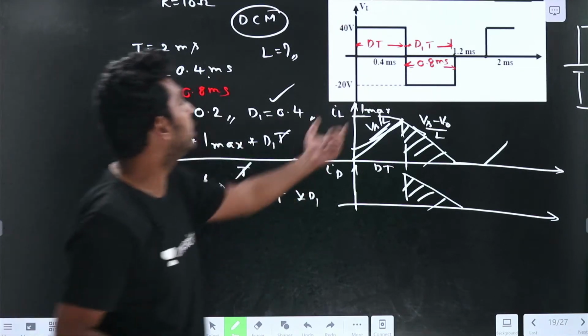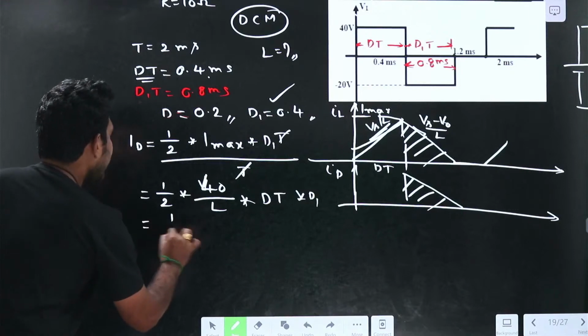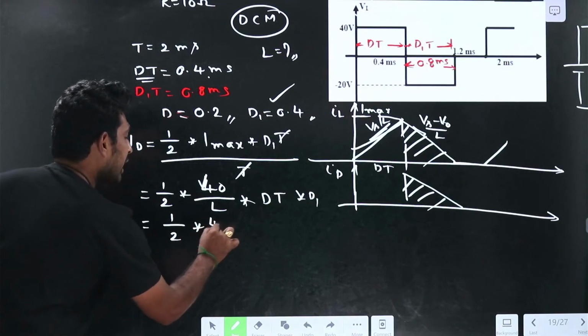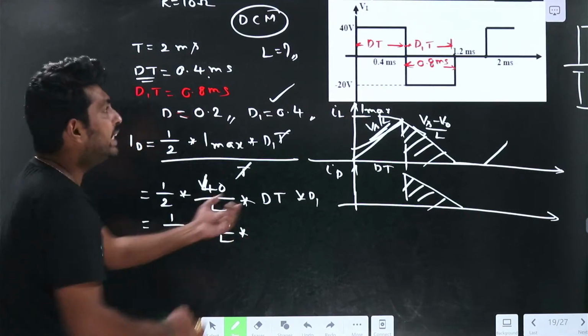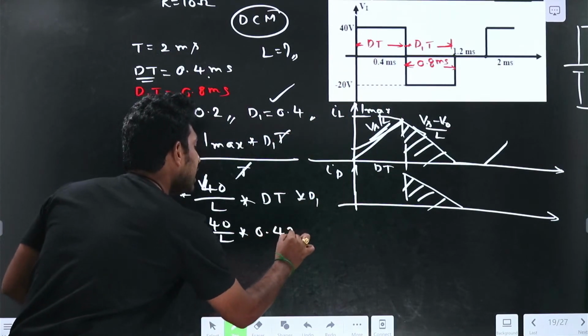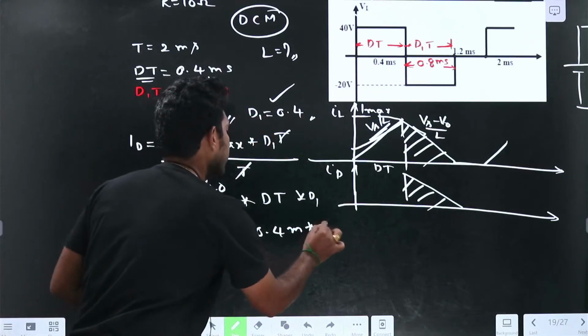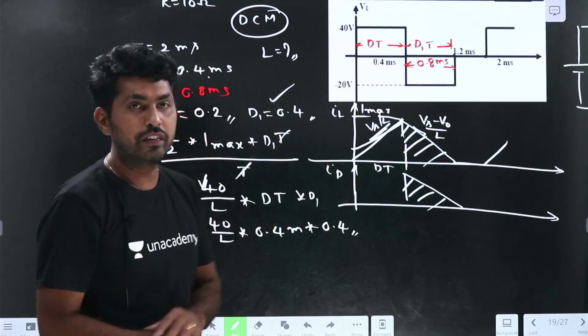What is the dt value? dt is equal to 0.4 milliseconds. So now ID equal to half into 40 by L into dt, which is given as 0.4 milliseconds, and d1 we got as 0.4.